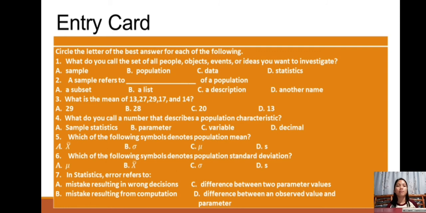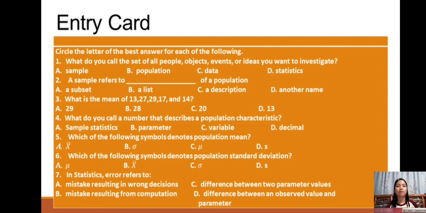For number 5, which of the following symbols denotes population mean? Okay, we have 4 symbols. For letter A, this is X bar. Letter B, that is sigma. Letter C, that is mu. And letter D, that is S. So the answer for the population mean, we will denote as letter C, that is mu.